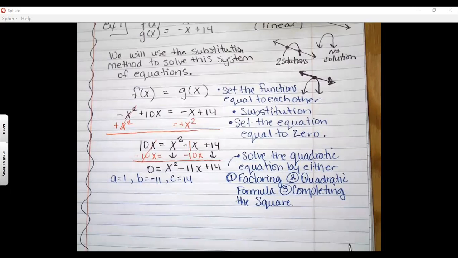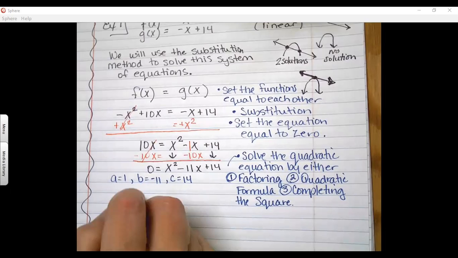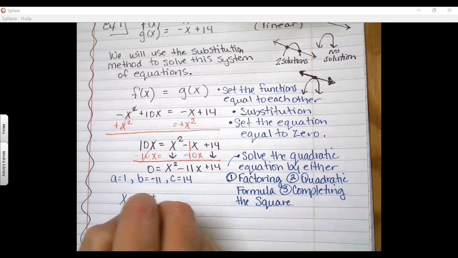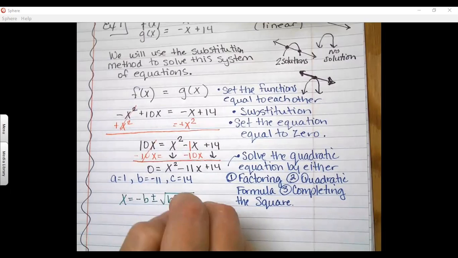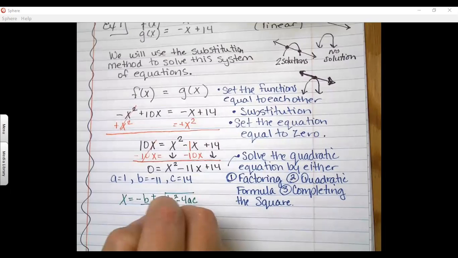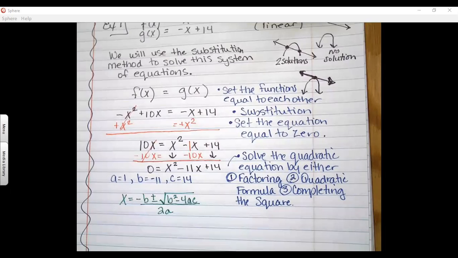All right, quadratic formula. You all know and love. You love it, right? X equals negative b plus or minus square root b squared minus 4ac all over 2a. All right, so surely we're getting good at the quadratic formula by now. We've had to do it a lot.